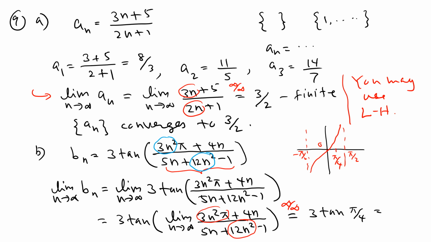But we know that tan pi over 4 is 1. That we know. So the answer is 3 times 1, which is 3. So that is the limit. It's going to converge, and the limit is 3 because this is finite, this exists. So the sequence converges to 3. Good. So that's about that. Let's move on to the next problem.